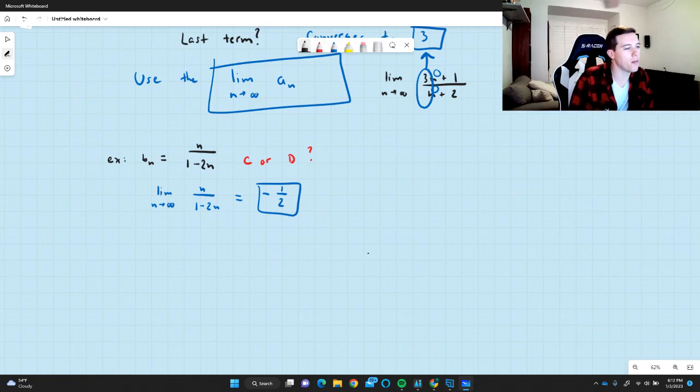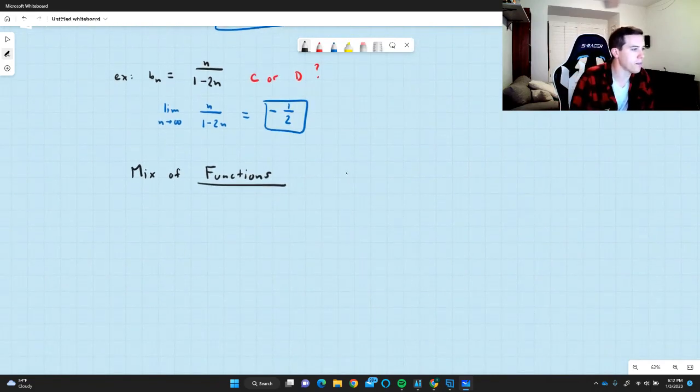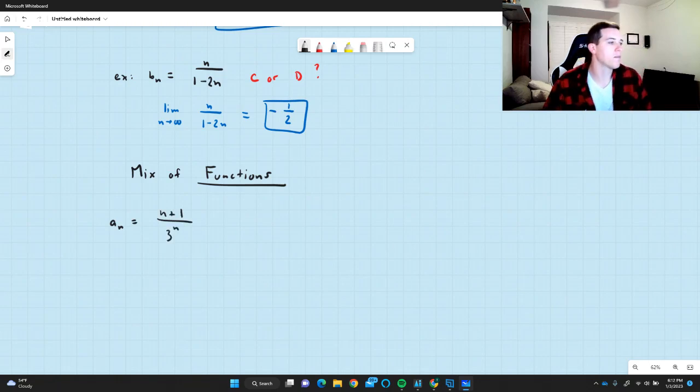The trickiness comes in a little bit when we have a mix of functions. I'm going to call it functions because they are, even though we're only plugging in whole number values. But when you start to have a mix of functions, now things get a little more interesting. So what about one like this? We have an n plus 1 on top, and we have a 3 to the n on the bottom. And I will ask the question, does this sequence converge or diverge?